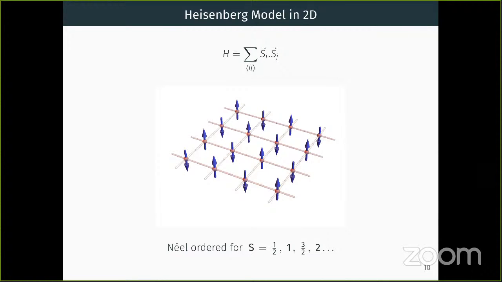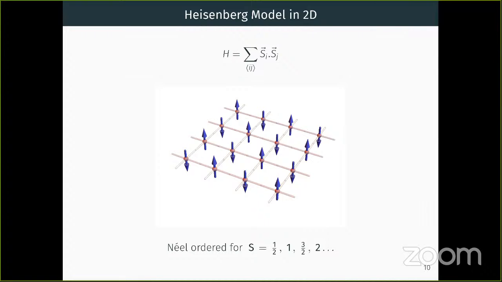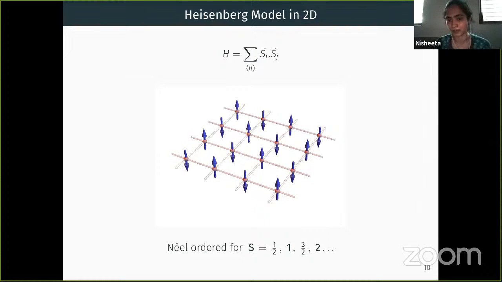Nisheeta, just a simple clarification. Are you talking about the zero temperature case, or is it finite temperature? This is the zero temperature. At zero temperature, it's the ground state that dominates the physics, right? So when you say exact solution, you mean the full spectrum to determine the full spectrum. Yes. Okay, thanks.